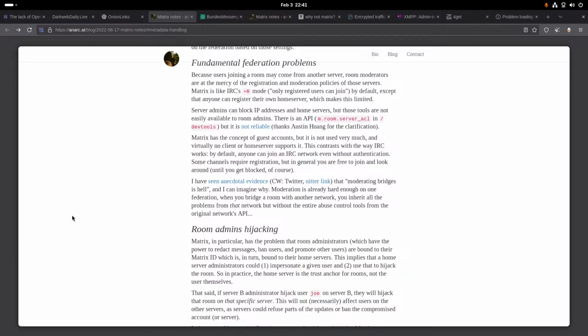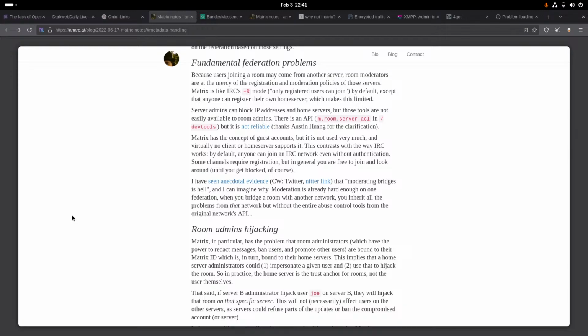This contrasts with the way IRC works. By default, anyone can join an IRC network, even without authentication. Some channels require registration, but in general, you are free to join and look around until you get blocked, of course. I have seen anecdotal evidence, CW Twitter, that moderating bridges is hell, and I can imagine why.